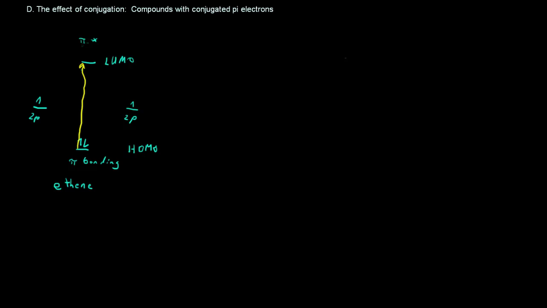Let's now take a look at a conjugated compound. We'll start with a simple one, and that would be 1,3-butadiene. And so we now have 4 carbons involved in the conjugated pi electron system. And so again, the original atomic orbitals contributing these pi electrons are 2p. And so these 4 2p orbitals will combine now to form 4 new pi molecular orbitals.